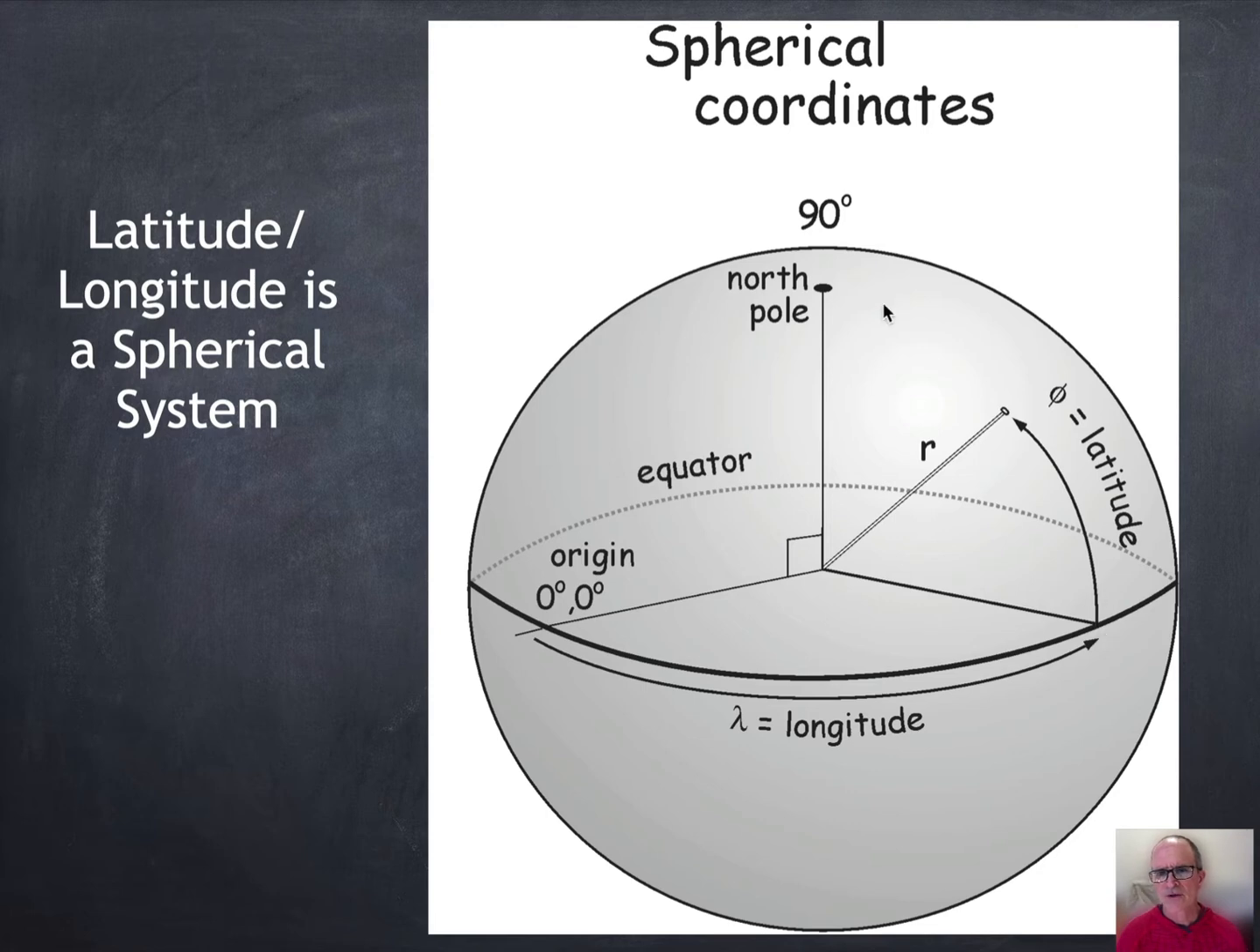Latitudes go from 0 to 90 from the equator to the north. From the equator to the south, they go from 0 to minus 90, so there's 180 here and 180 there, so it's a spherical system. That plus a radius in a sphere will locate yourself anywhere in three-dimensional space.